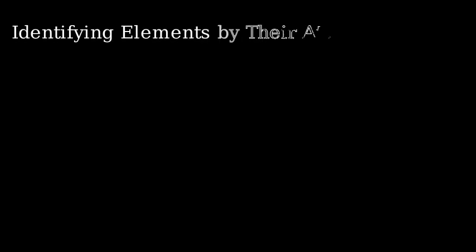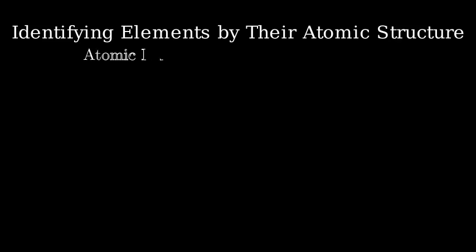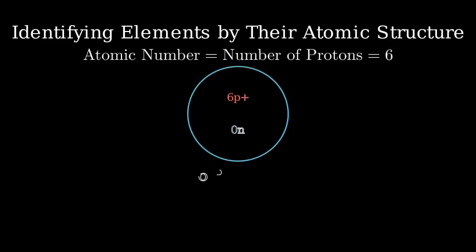Let's solve this chemistry problem. We need to identify the element that has 6 protons and 7 neutrons. First, let's understand what the atomic number means. The atomic number of an element is equal to the number of protons in its nucleus. In this case, we have 6 protons.